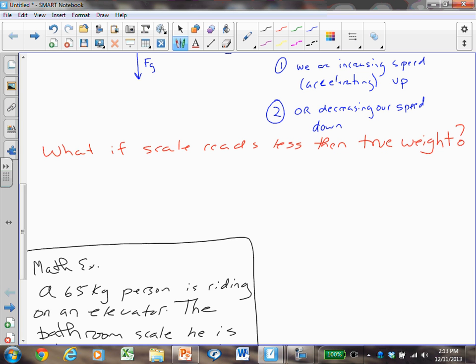Less than the true weight. Well, in that case, we have the fact when Fg is bigger than F perpendicular. So in that case, the sum of the forces equals mass times acceleration. Fg is the bigger of the two and we would be accelerating downward. Okay, we'd have a downward acceleration.